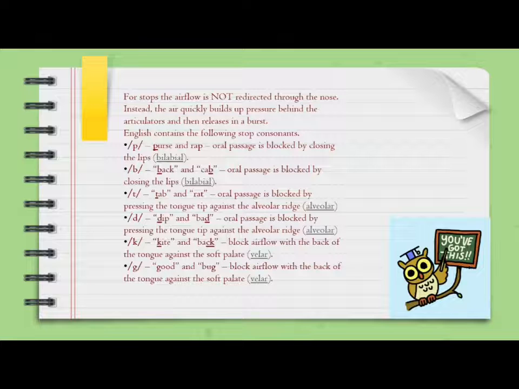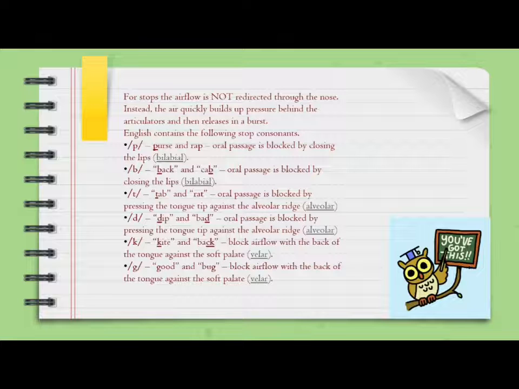Also, we have K. K, for the words kite and back. Block airflow with the back of the tongue against the soft palate. Velar.